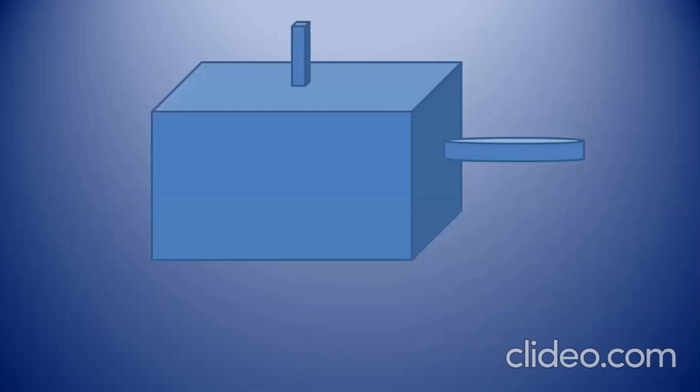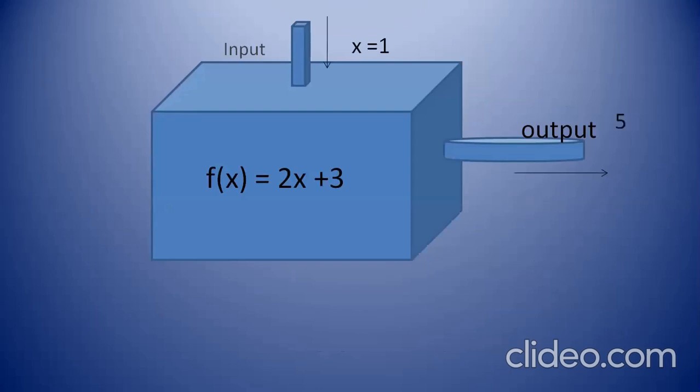Look at this. If we imagine a machine named F, the machine takes some input and, depending upon its mechanism, gives output. Let the mechanism set inside it be 2x plus 3. So if we insert the number x is equal to 1 into the machine, then its mechanism gives 5 as the output. If we insert the number x is 2, then its mechanism gives 7 as the output.